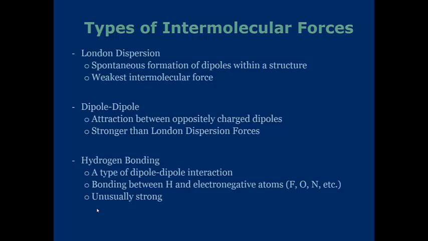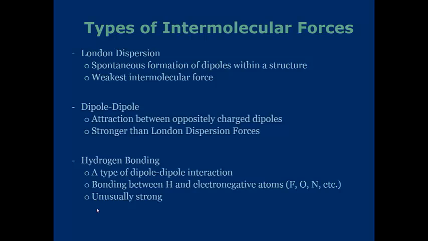Let's talk about some types of intermolecular forces. London dispersion, or as it's sometimes called, van der Waals forces, are the weakest of these intermolecular forces. This is the spontaneous formation of dipoles within structures. This happens because the electrons will always fluctuate in structure. Because of this, you'll often see dipoles forming for very short periods of time, causing very, very weak electrostatic interactions between molecules. Note that London dispersion is present in any molecular solution.